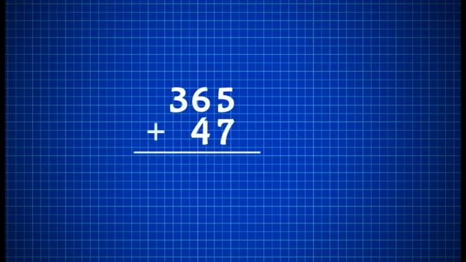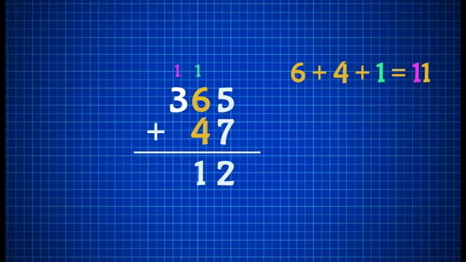Let's have one example with a hundreds place. 365 plus 47. We start with the ones place. 5 plus 7 is 12. We carry over 1 to the tens place. And we add 6 plus 4, which equals 11. Now 11 has a 1, so we move on to the hundreds place, which we add with 3. 1 plus 3 equals 4. Combine them is 412.